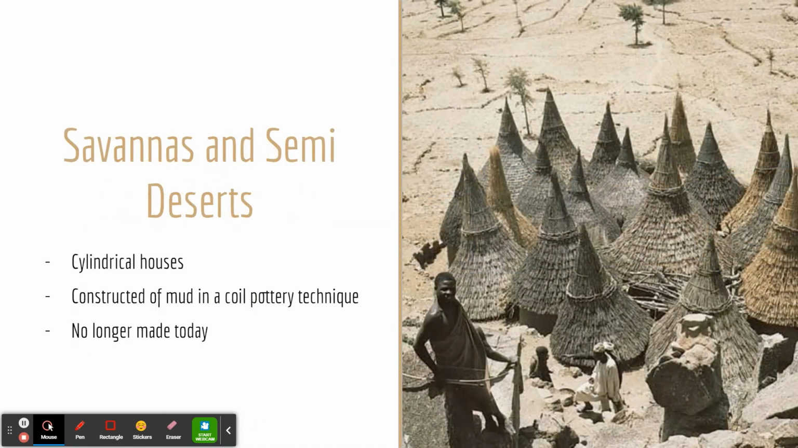Savannas and semi-deserts. People who lived in savannas and semi-deserts built cylindrical houses, as shown in the image on the right. They were constructed of mud in the coil pottery technique, since there is no wood and other materials available. But the thing is, they are no longer made today.